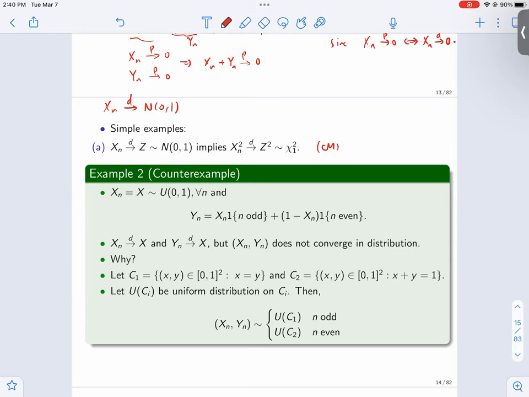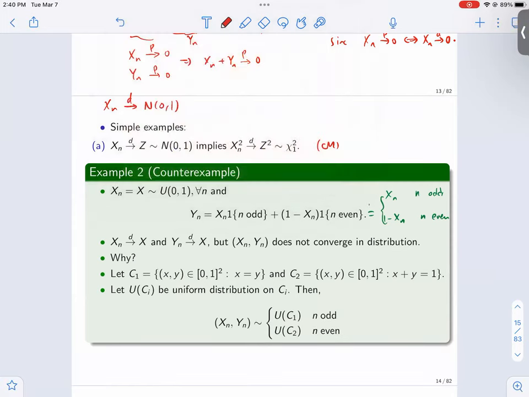Counter example. So X is uniform 0, 1, and I construct a sequence that's equal to X for every n. So Xn is equal to a single random variable, and that random variable has a uniform 0, 1 distribution. Then I construct another sequence Yn, which is equal to Xn if n is odd, and equal to 1 minus Xn if n is even. So it's just another way of writing what I wrote. It flips between Xn and 1 minus Xn. Because Xn is constant, it really flips between X and 1 minus X.